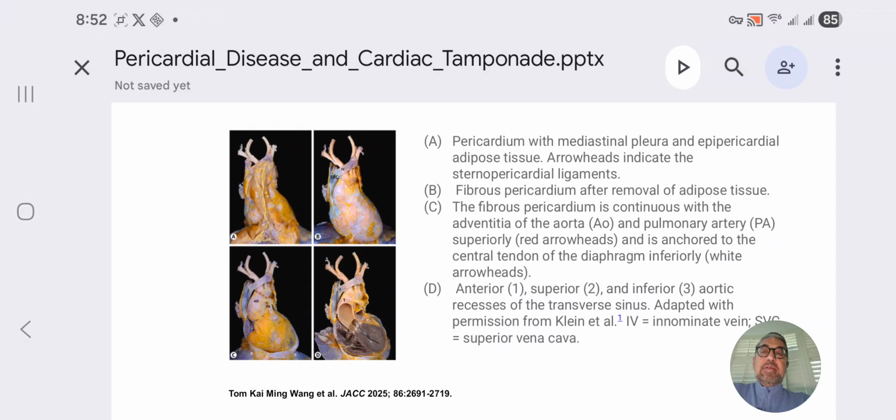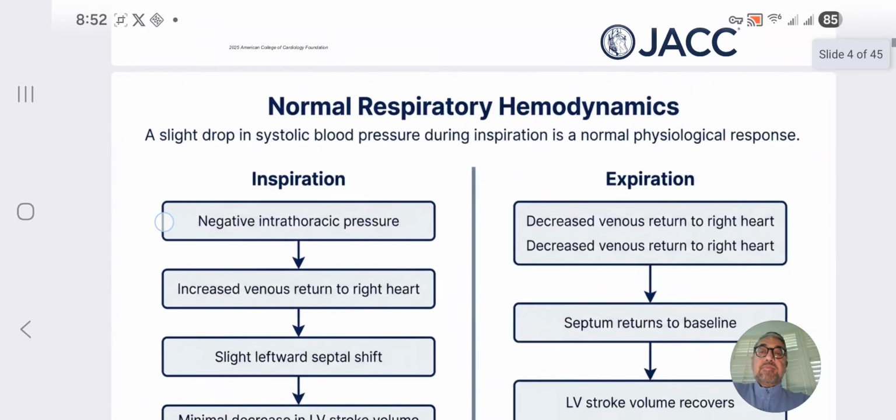Pondering on the anatomy, the pericardial sac merges with the root of the aorta and has transverse and inferior sinuses. The merging with the root of the aorta has important implications clinically, as we will learn through the presentation.